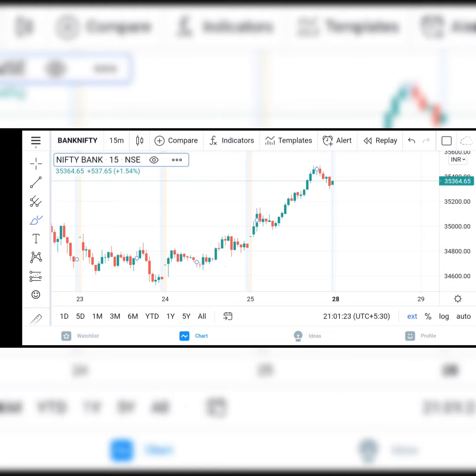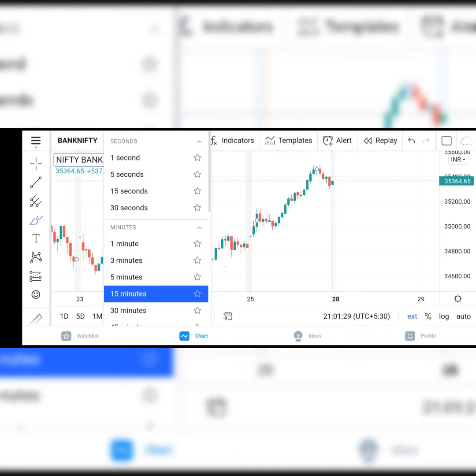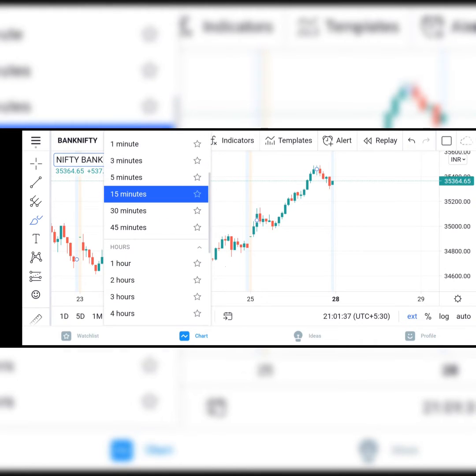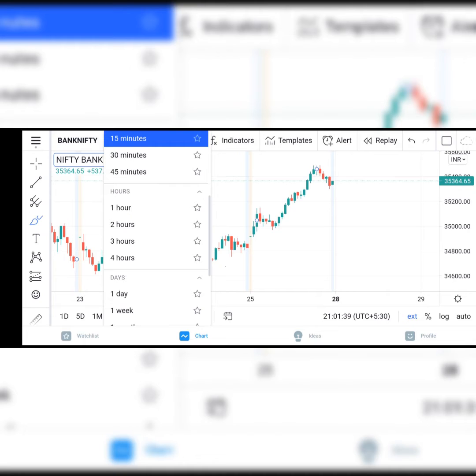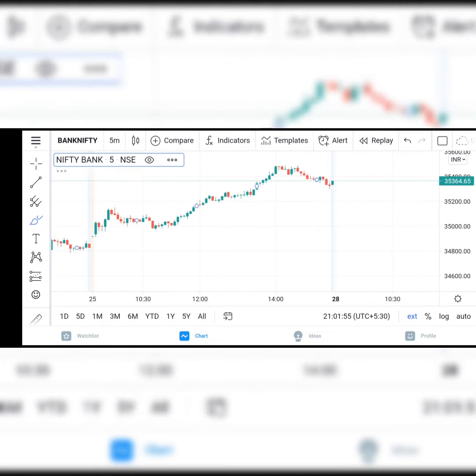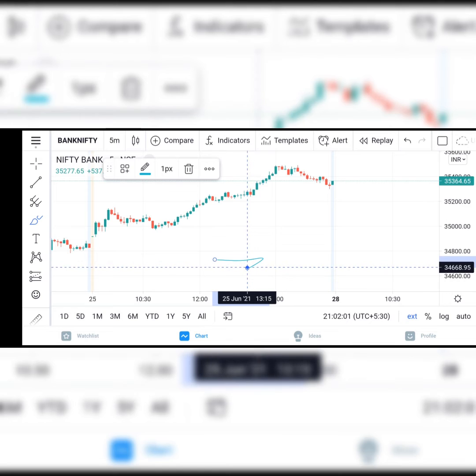What is this 15M? Can you see the 15M just beside Bank Nifty? If I click that, these are all the time frames in which you can watch the market: 1 second, 2 seconds, 1 minute, 3 minutes, 5 minutes, 15 minutes. It is very good to watch the market in multiple time frames. If you are a day trader, you can analyze the market in 4 time frames: 5 minutes, 15 minutes, 30 minutes, 45 minutes. That is very helpful. Now this is a 5-minute time frame because I have clicked 5M.